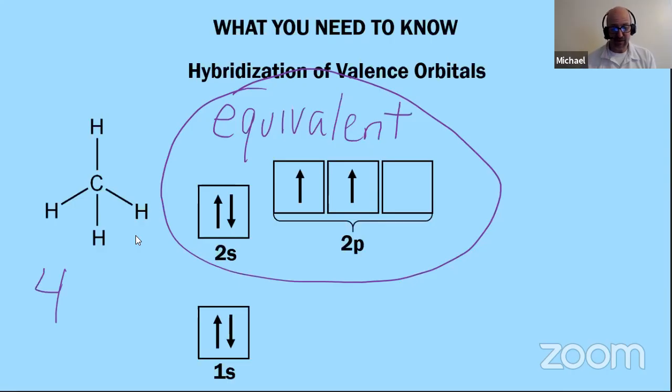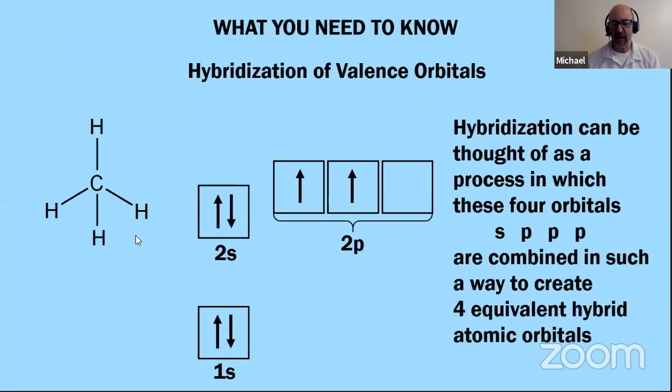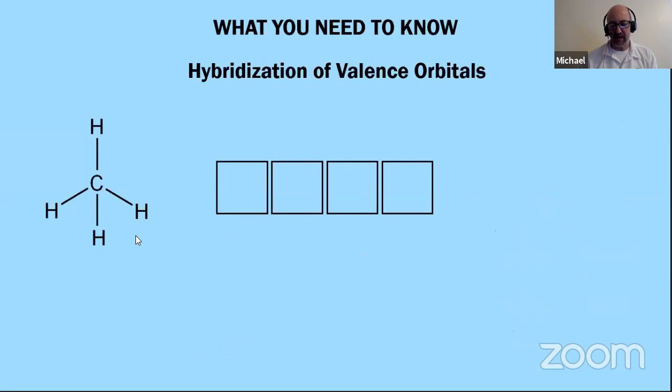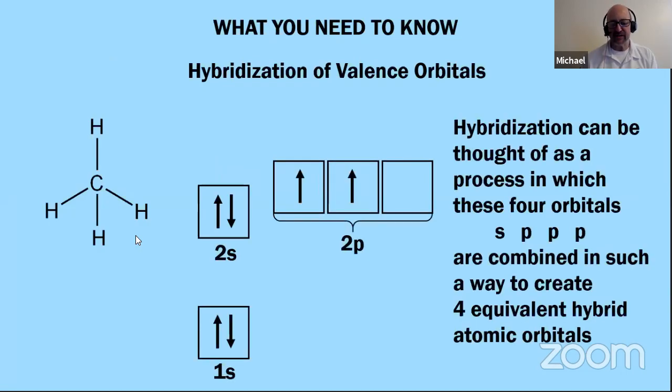And the answer is no, they don't. And in fact, that's what hybridization is all about. Hybridization can be thought of as a process in which these 4 orbitals, s and then 3 p orbitals, are combined in such a way to make 4 equivalent hybrid atomic orbitals for bonding purposes.